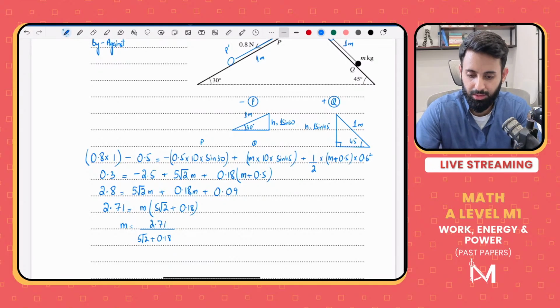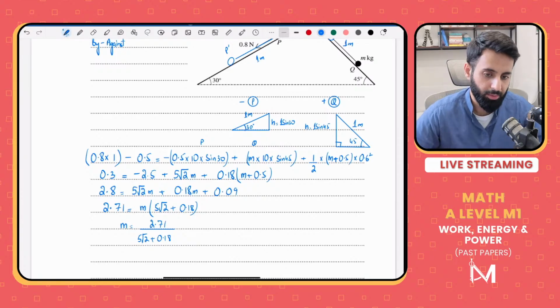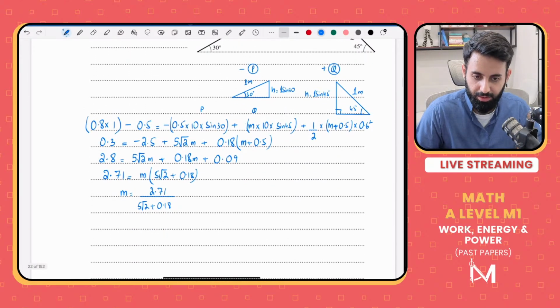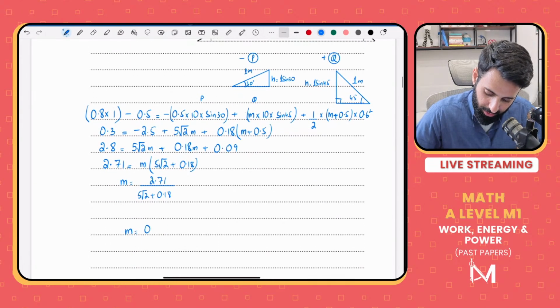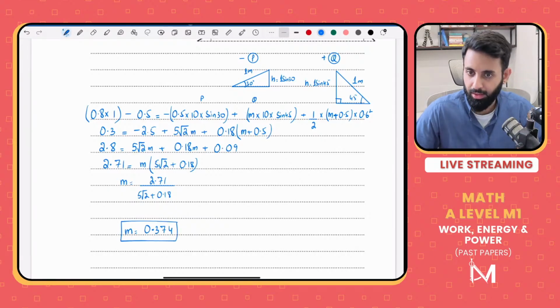And that's it. This is the moment of truth. 2.71 divided by 5 under root 2 plus 0.18. What do we get? We get 0.3737, which correct to 3 significant figures is equal to 0.374. And that is the correct answer.